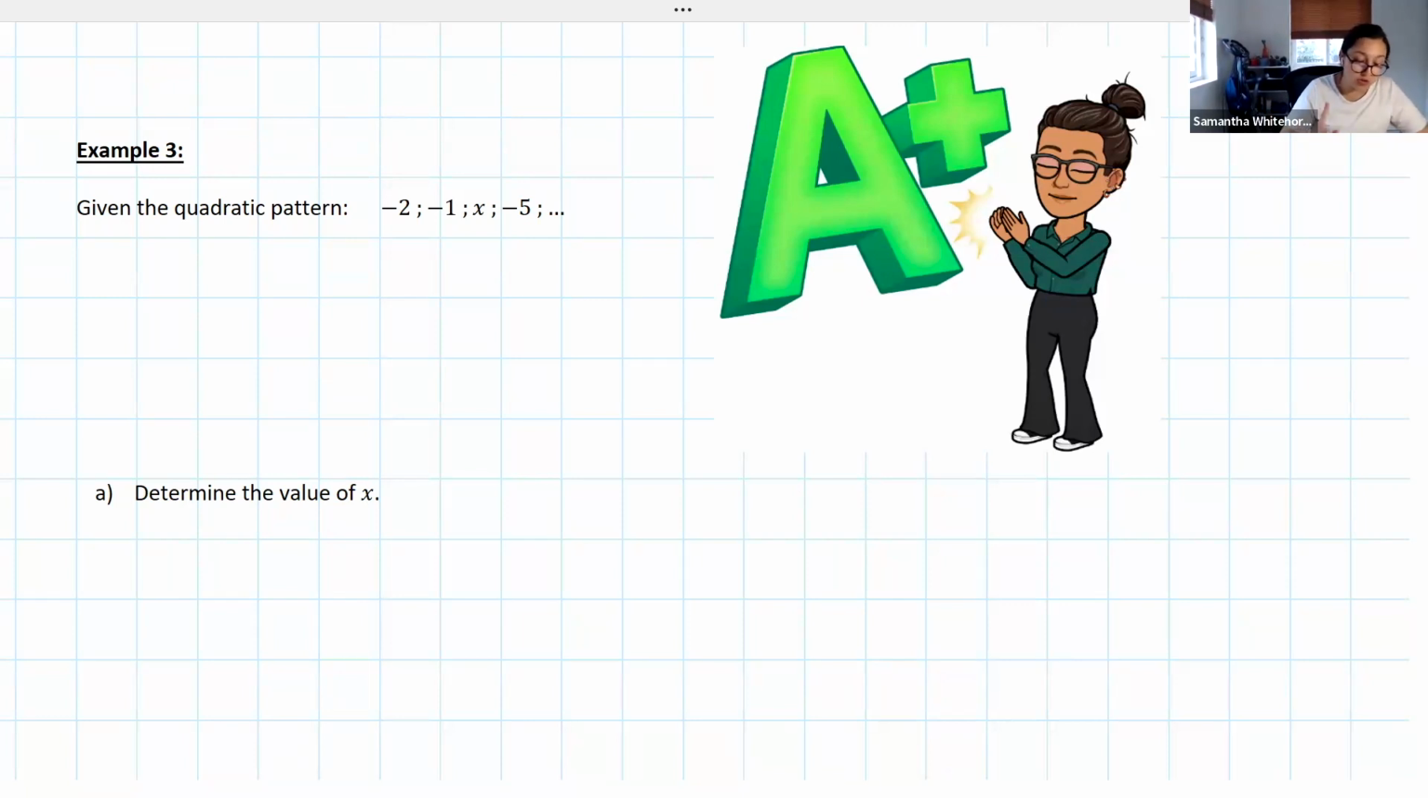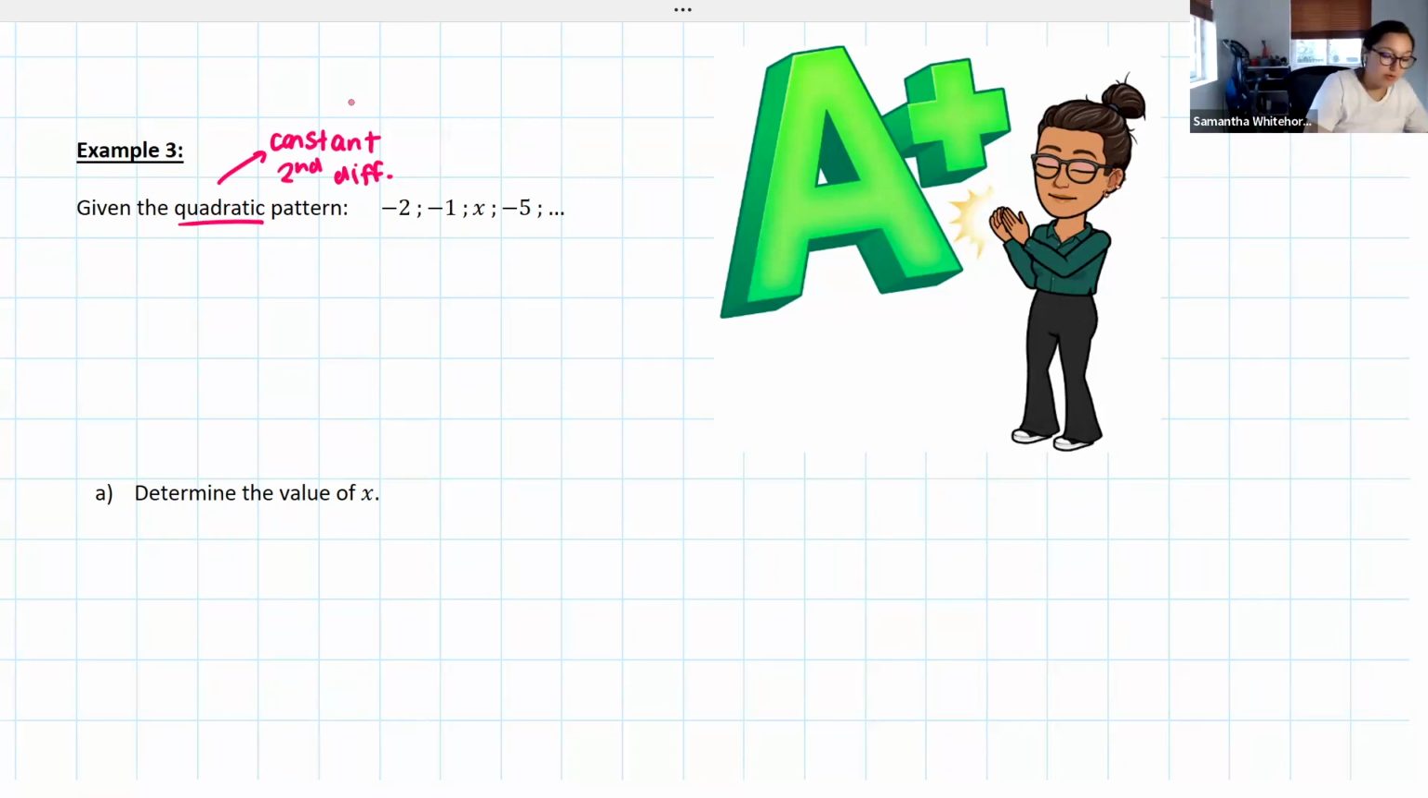So we've been given the quadratic pattern, -2, -1, x, -5. Really importantly, they've told us it's quadratic. And because they've told us it's quadratic, we can immediately assume that we will have a constant second difference. If I tell you something is true, you can assume everything. For example, if I said this is a parallelogram, you can immediately assume everything about the parallelogram is true. Opposite sides parallel, opposite sides equal, diagonals bisect, etc., etc.